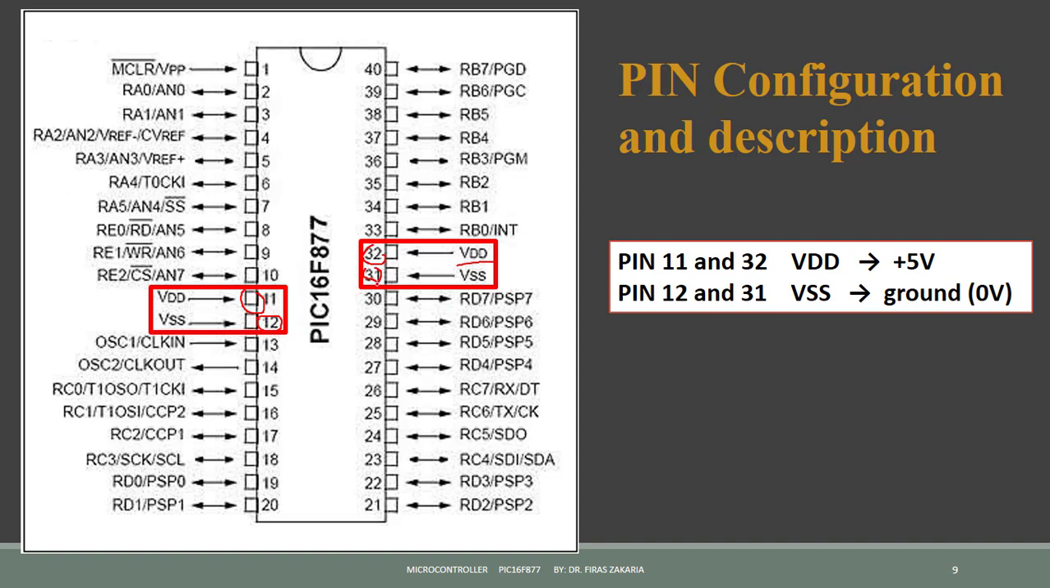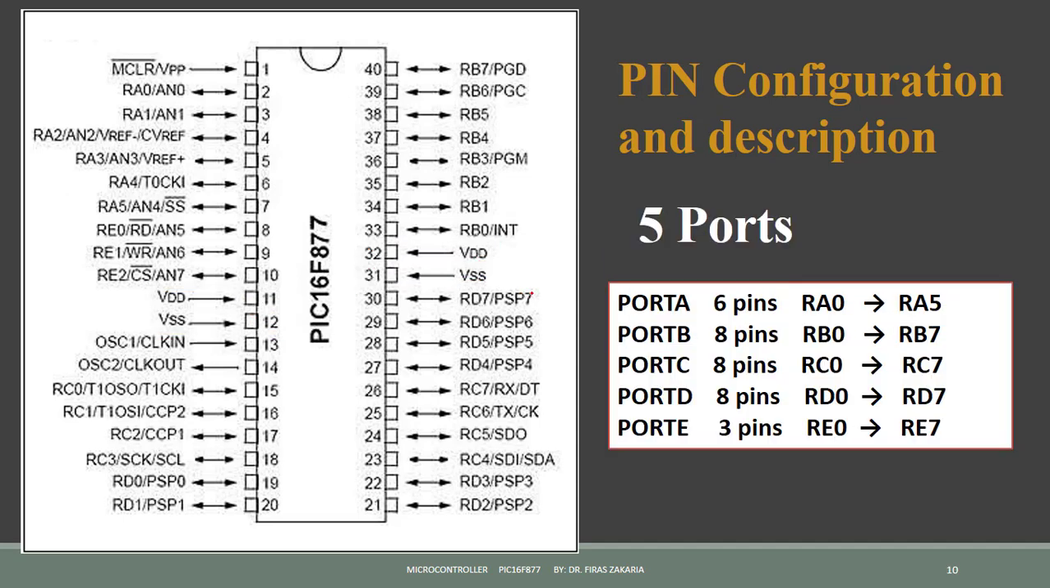So pin 12 and pin 31 are the VSS. They represent the ground reference for the PIC. The PIC consists of 5 ports: port A, port B, port C, port D, and port E. All pins of these ports have multiple functionalities, but we can use one function of each port at a time, or we have to program it smartly so that we can switch between different functionalities.